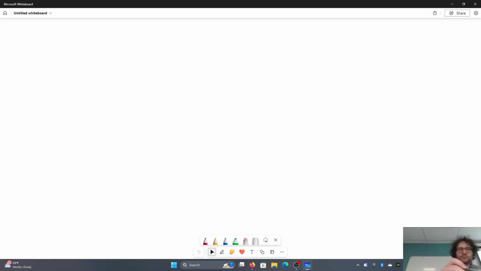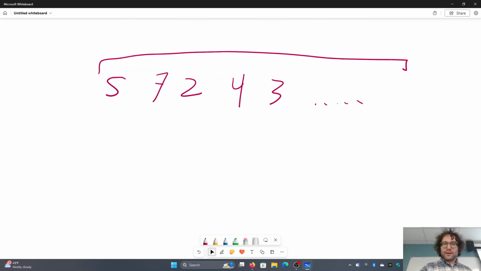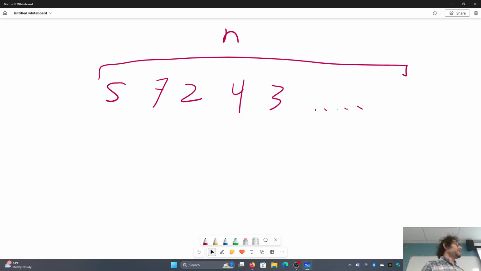Okay, so say you have 5, 7, 2, 4, 3, okay? And there's a total of n items here. In the isUnique function, if you did it efficiently, what you'll do is you'll start at 5, and you'll check 5 against 7, and then against 2, and then against 4, and then 3, and all the others, and you're gonna do a total of n minus 1 comparisons, okay?